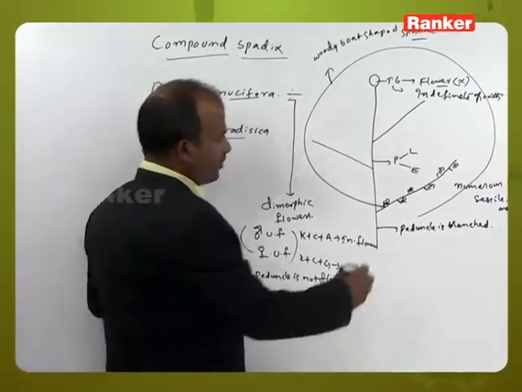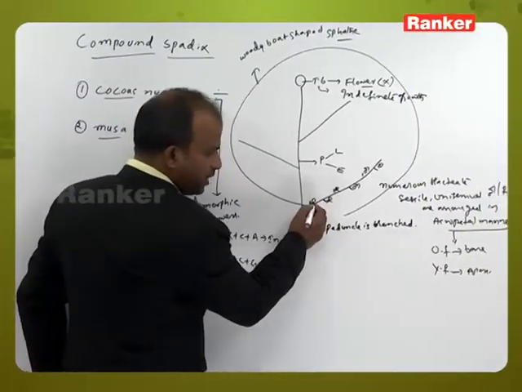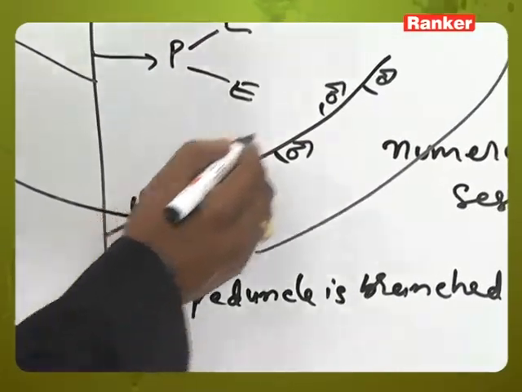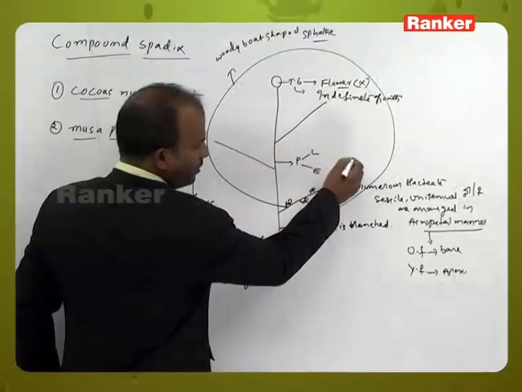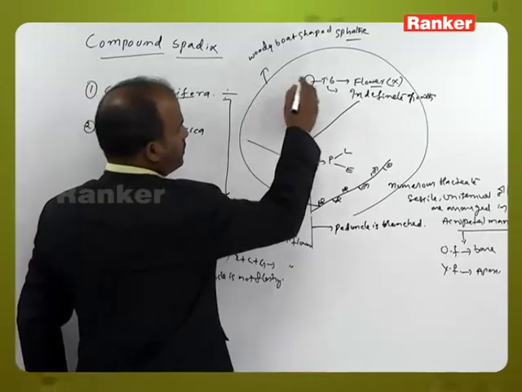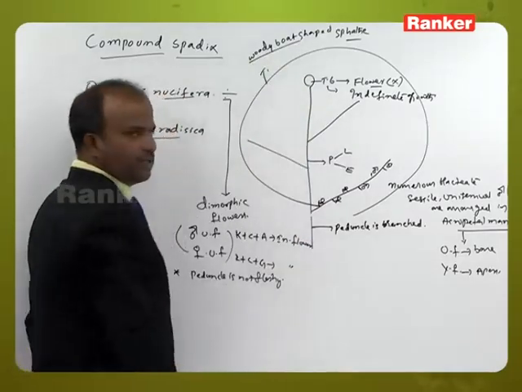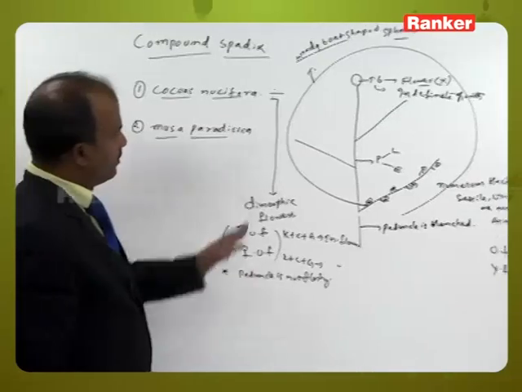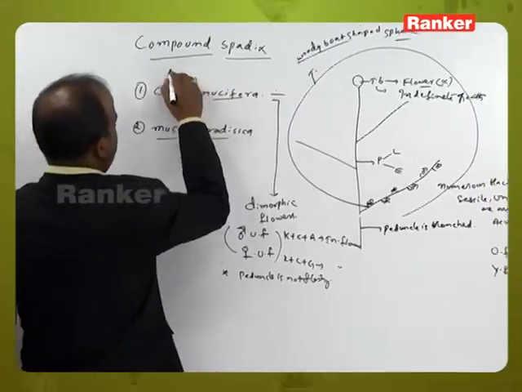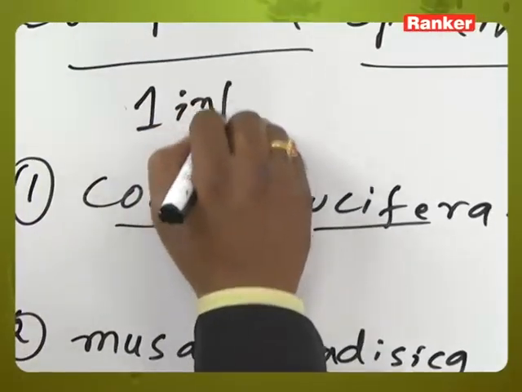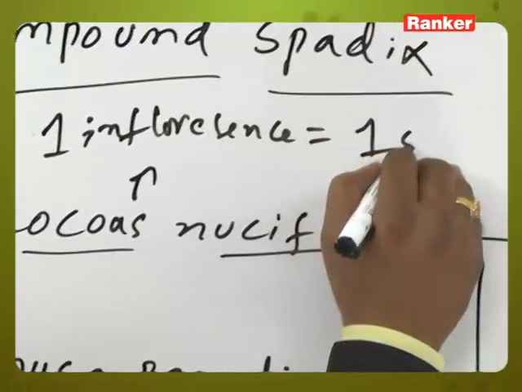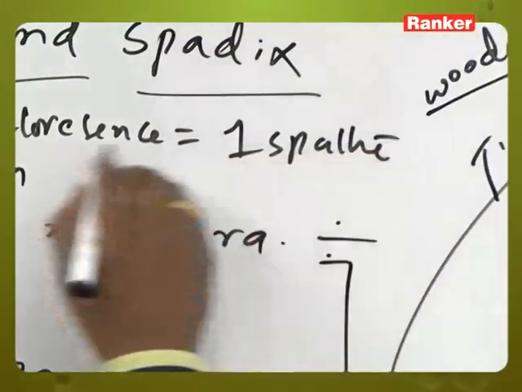In this dimorphic flowers, unisexual female flowers are present towards the base of the branch, and male unisexual flowers are present towards the apex of the branch. The whole inflorescence is covered or protected by one woody boat-shaped spathe. That means in Cocos nucifera, one inflorescence is equal to one spathe.